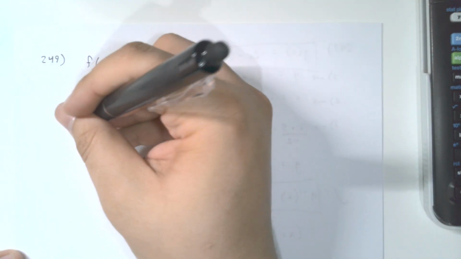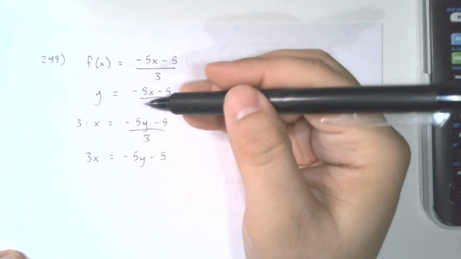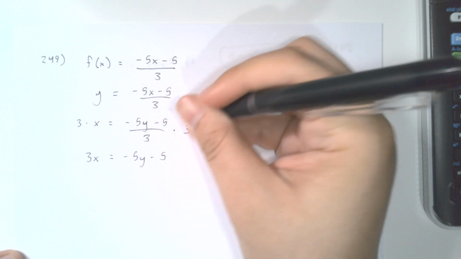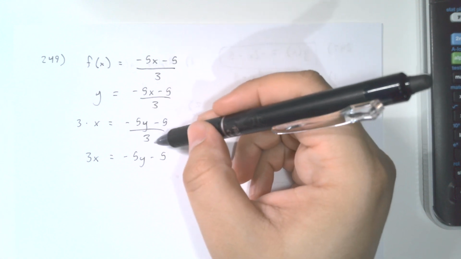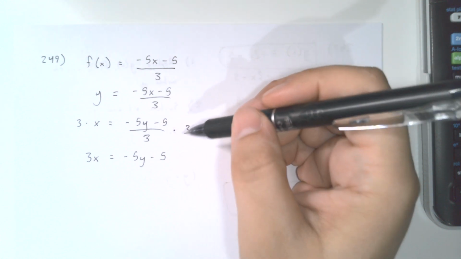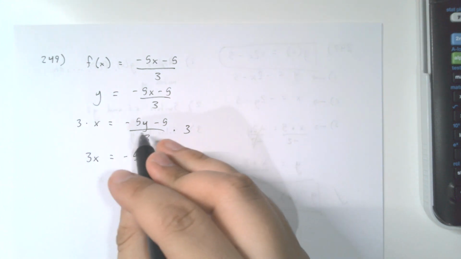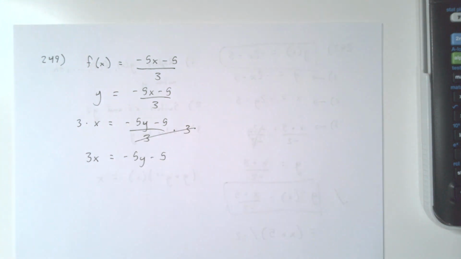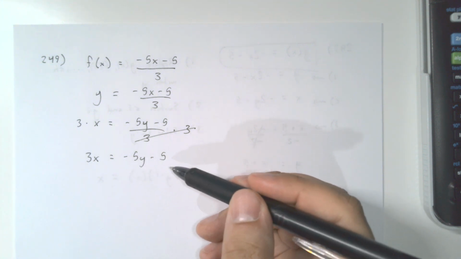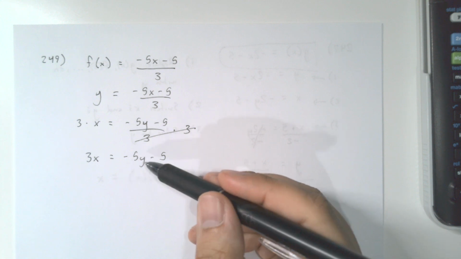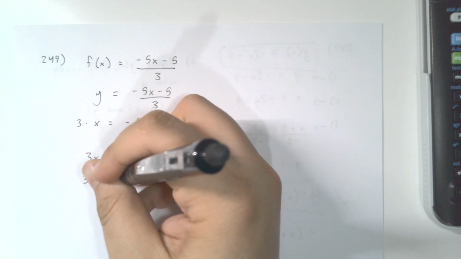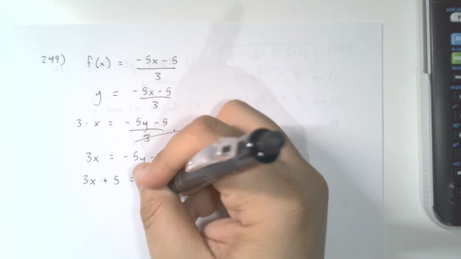The reason that works is we have 3 times x over here, so that just simplifies to 3x. But all of this is being divided by 3. We cancel out division using multiplication. So when we have dividing by 3 times 3, those cancel out because they're inverse operations. And so that's why we're left with the negative 5y minus 5. But now, since we're still trying to get y by itself, we have to add 5 to both sides. We get 3x plus 5 is equal to negative 5y.